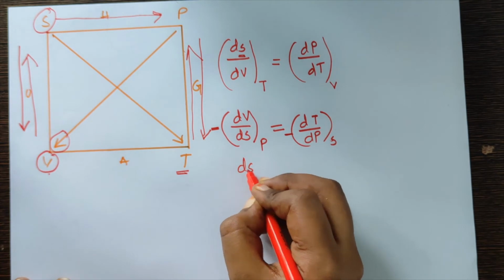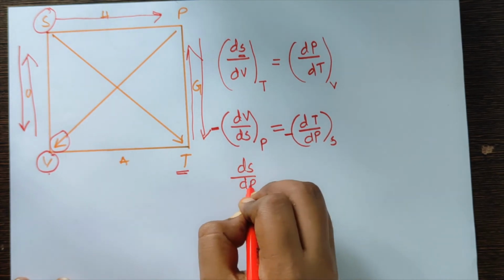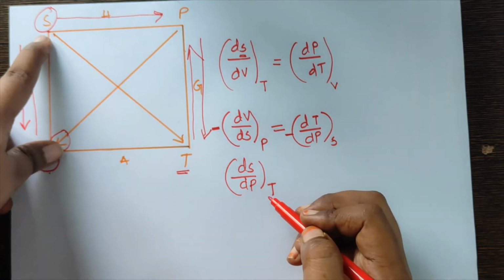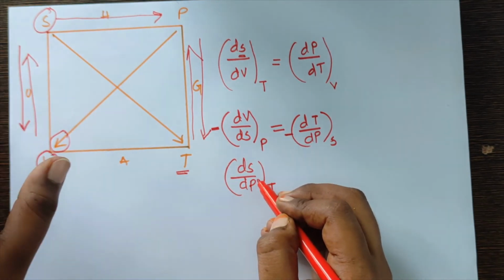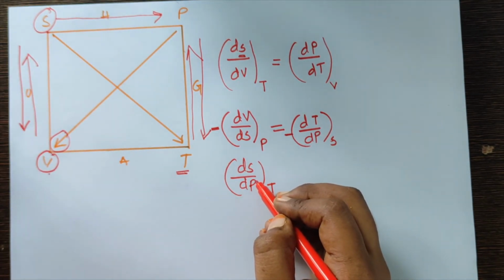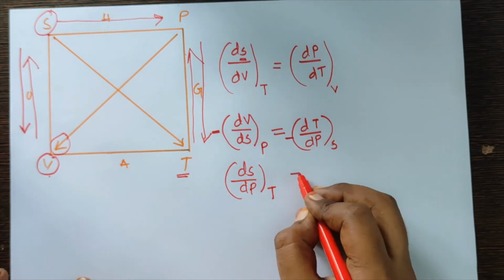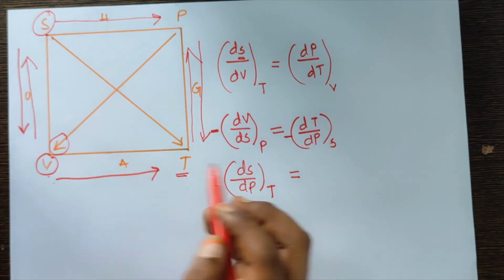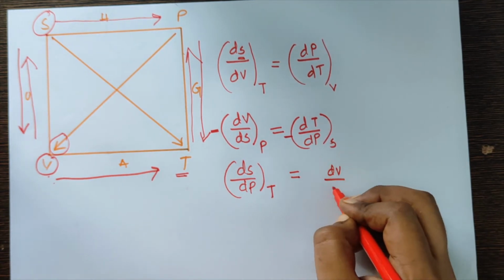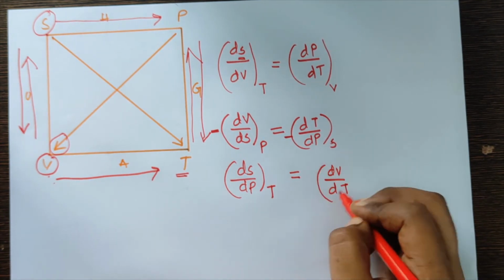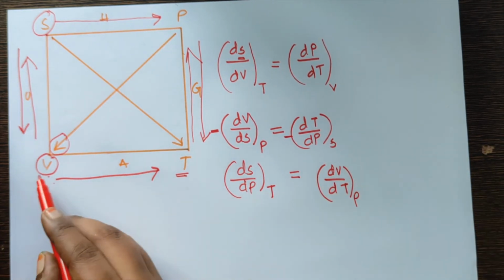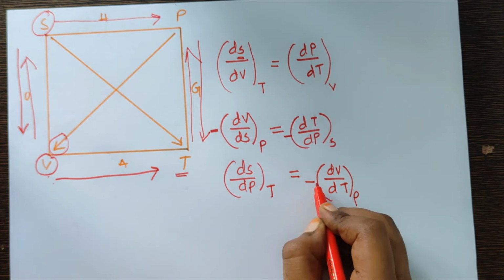Then dS by dP at constant T. As the opposite towards S is T and the arrow is moving away from S, it will be positive, which will be equal to, take from here to here, then dV by dT at constant what? P. As the arrow is towards V, we will be taking negative 1.